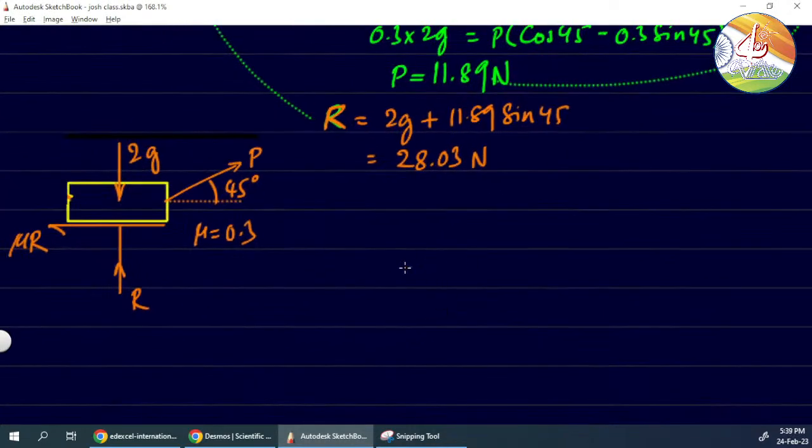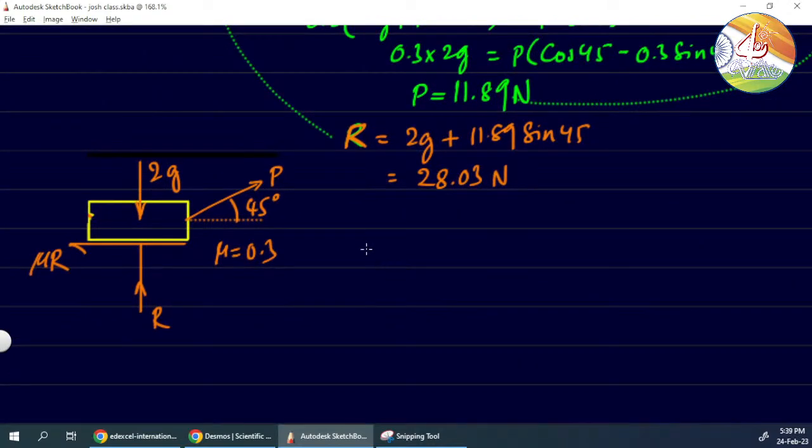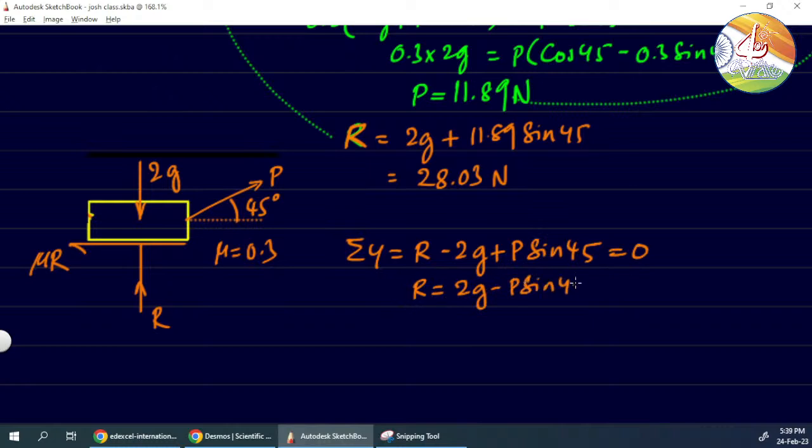So again we have to take sigma y. R is acting upwards, 2g is acting downwards. P sine 45 is acting upwards or downwards? Upwards. So plus. This total should be 0. Again the R value we will get as 2g minus P sine 45. Let us call this equation 1.